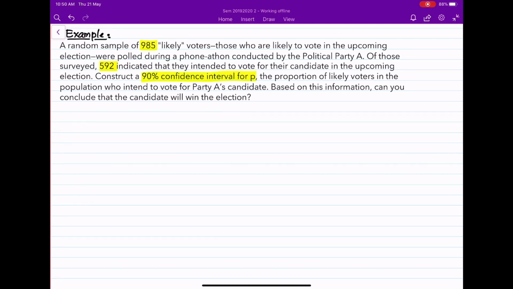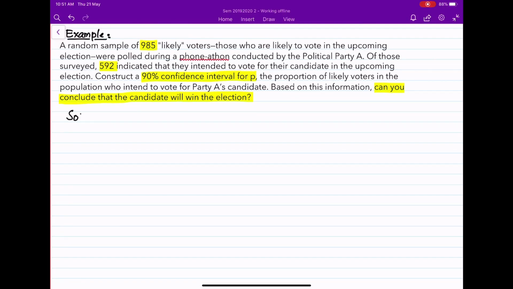So construct a 90% confidence interval for P, the proportion of likely voters in the population who intend to vote for party A's candidate. Based on this information, can you conclude that the candidate will win the election?